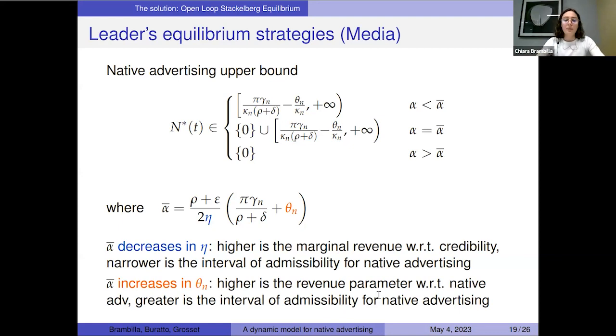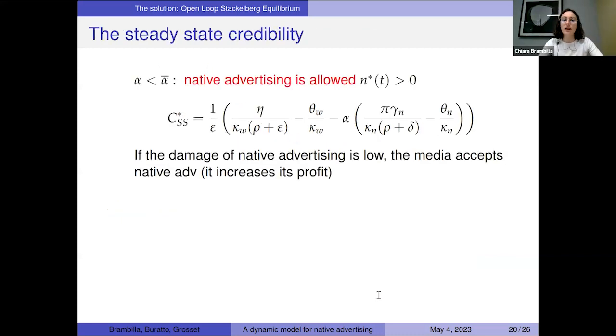So at this point, we have found all the strategies of the leader and of the follower of the game, so of the media outlet and of the firm, and we can compute the state variables of our problem. But the only interesting state variable in this game is the credibility. So we are going to analyze just the credibility, and we consider the credibility steady state since we are considering an infinite time horizon game.